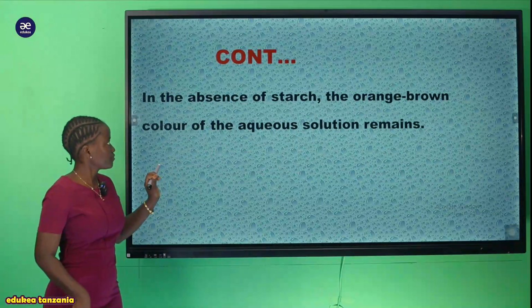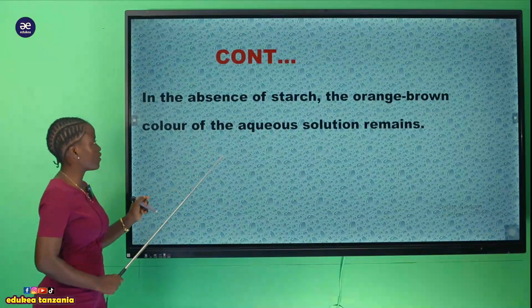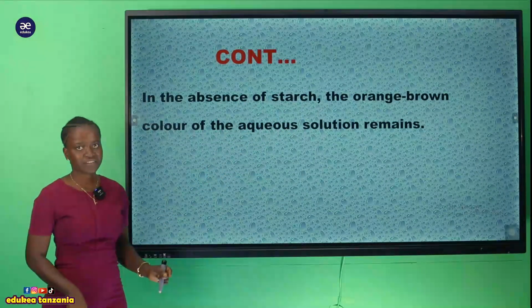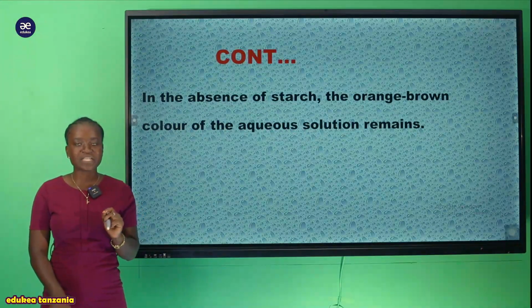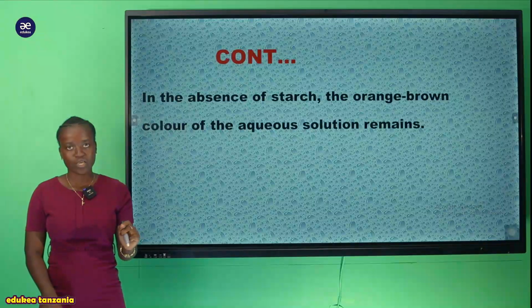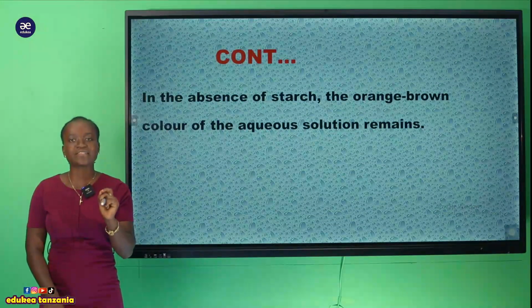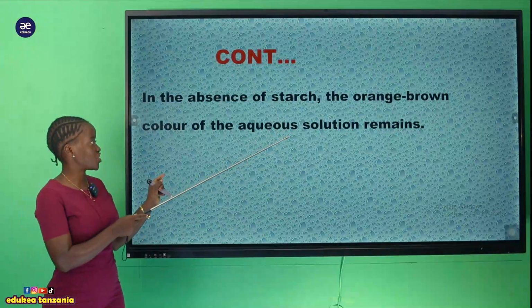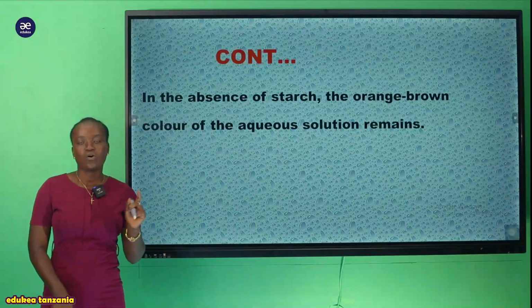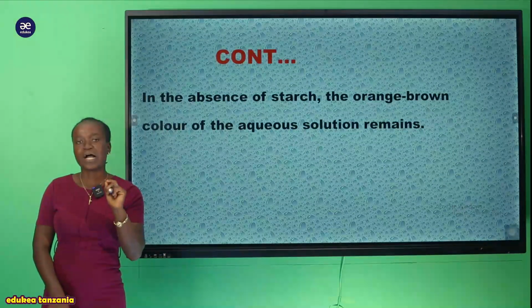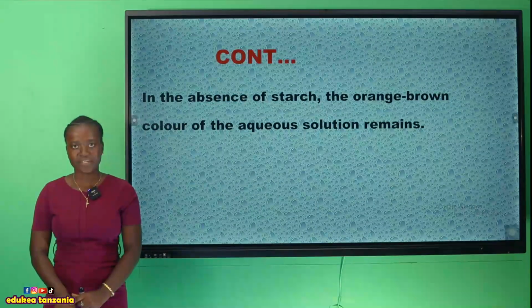And we can say that in the absence of starch, the orange-brown color of the aqueous solution remains. It means that where there is no starch, your sample solution will remain its color, that is orange brown, which is the color of the mixture of your chemical, that is iodine molecule and the potassium iodide.